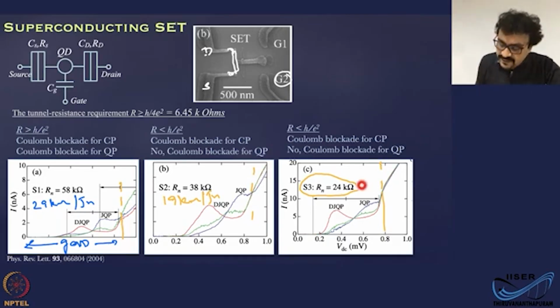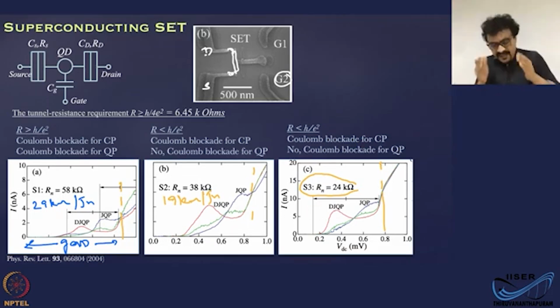quasi-particles. And further, if you reduce the junction resistance, then you have lost completely the charging effects of quasi-particles, but you have made these subgap features, the DJQP and JQP features, even stronger. So in a nutshell, with resistance greater than h by e square, you have charging effects of both quasi-particles and Cooper pairs. With R less than h by e square, you have Coulomb blockade only for Cooper pair features involving tunneling of Cooper pairs, but no Coulomb blockade for quasi-particles. That is the situation in these two cases.